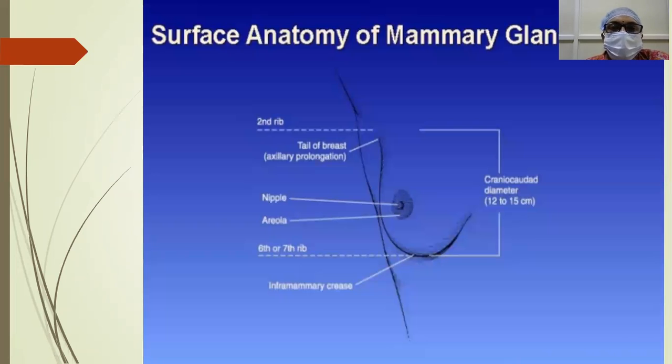So, I told you this is a surface anatomy of the mammary gland. It extends from the second rib to the sixth or seventh rib. This is the axillary prolongation, axillary tail of Spence. Okay, tail of the breast. This is the prominent projection called the nipple, and this is the pigmented area which is called the areola. The craniocaudal diameter is 12 to 15 centimeters. This is called the inframammary crease.